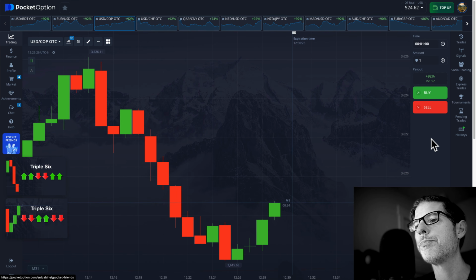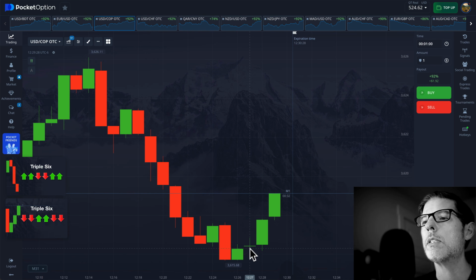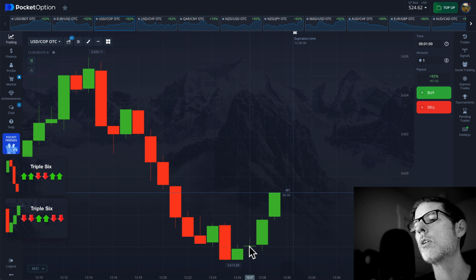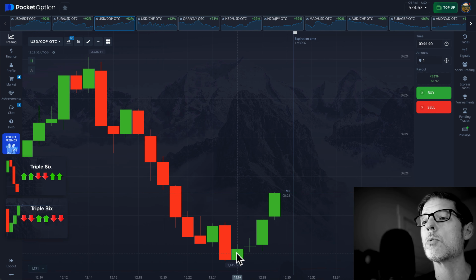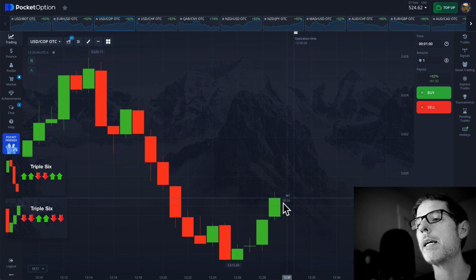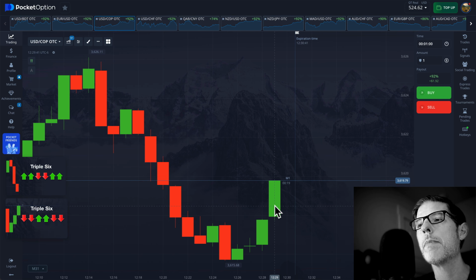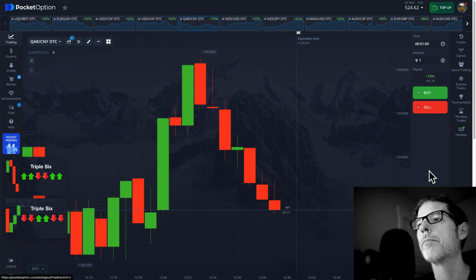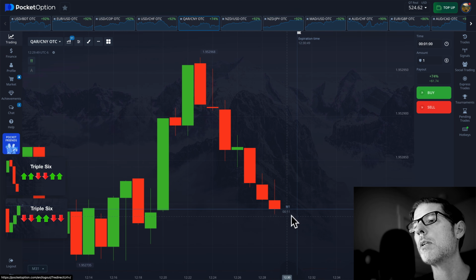Okay, so this looks pretty good here, although the first green candle has technically already played out. We're already on the fourth green candle here. So if I see that, I will go ahead and skip it and move on to another one or change the chart. I have plenty of charts up here to choose from.